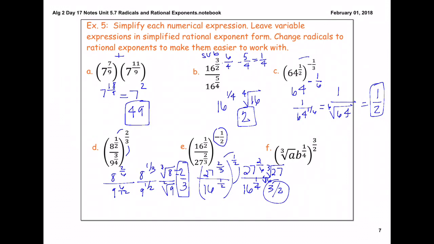When we have variables involved, we just want to leave them as fractional exponents. First thing you want to do is rewrite your radicals. So we have the square root, the cubed root of a can be written as a to the 1/3, b to the 1/4. Distribute your power to everything. So a to the 3/6, b to the 3/8. We can reduce 3/6 to 1/2, but then we can't take this any further, so we leave our problem.